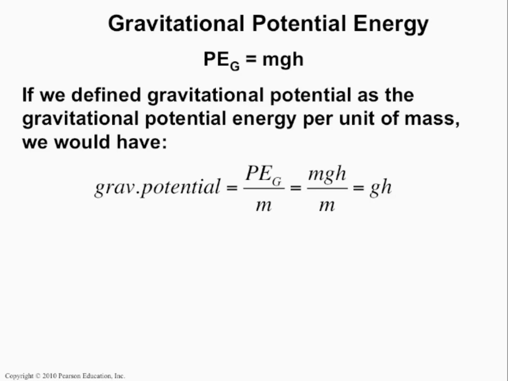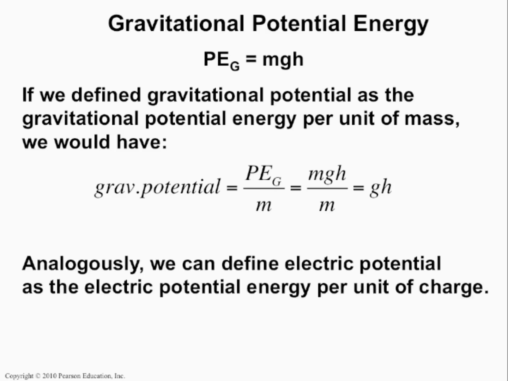All right, so if we define gravitational potential, that is, if there were even such a thing in the physics textbooks that was called gravitational potential, this is how it would be defined. It would be defined as the potential energy per unit of mass, giving us gh. And as you can see, gh depends only on position and doesn't depend on mass. That's the beauty of it. And so a high gravitational potential would correspond to a high h, and a low gravitational potential would correspond to a low h. Analogously, we can define electric potential as the electric potential energy per unit of charge.